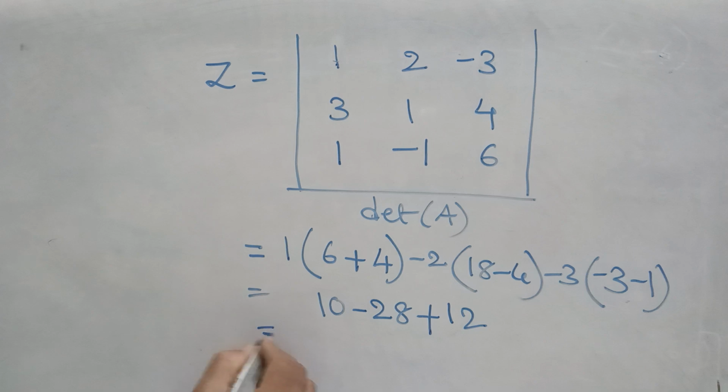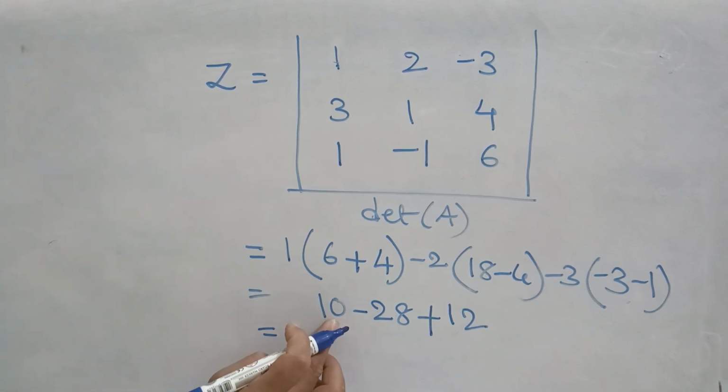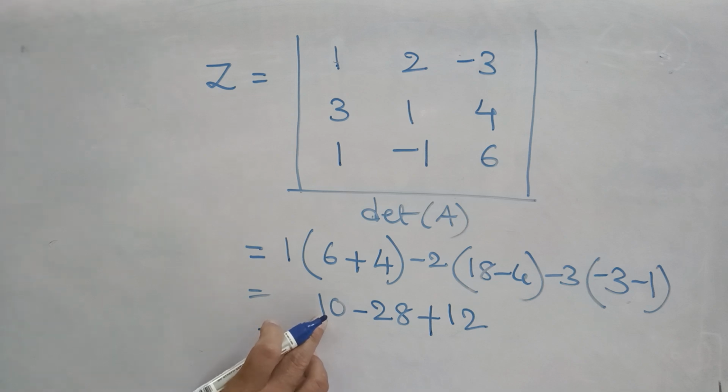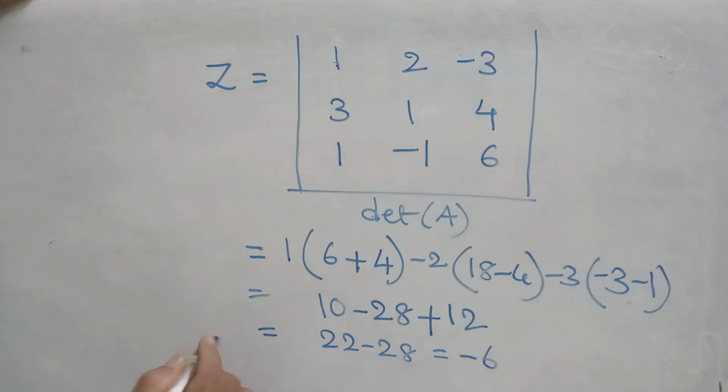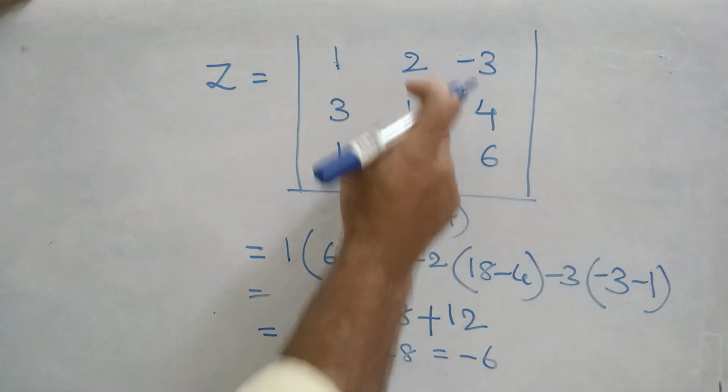Clear? This is equal to, how much will you get? It is 10 plus 12, it is 22. Therefore 22 minus 28, how much? It is minus 6. That is the value, it is minus 6 actually, this particular value.